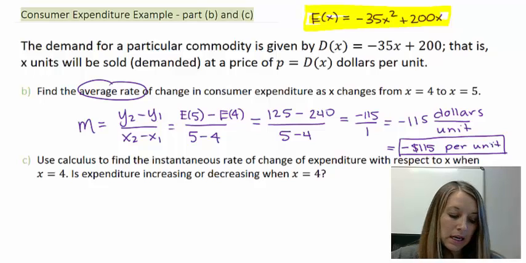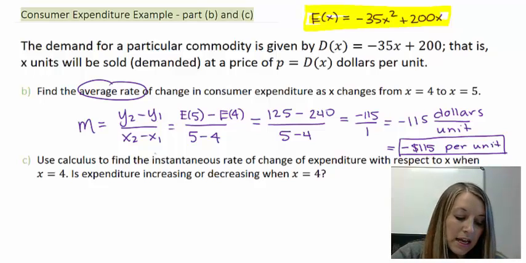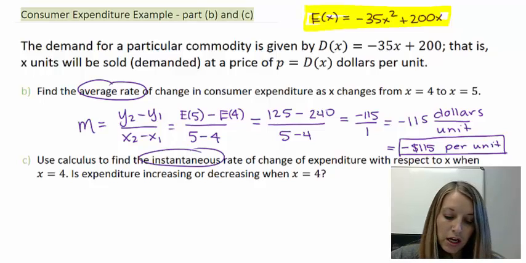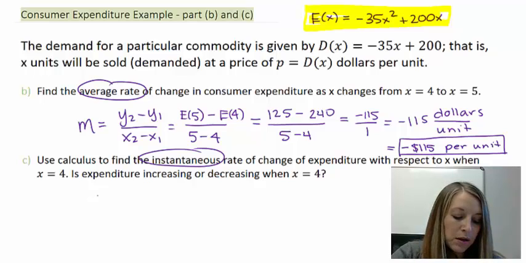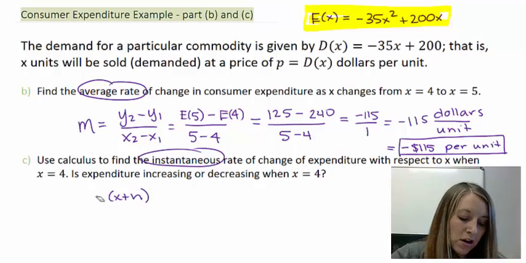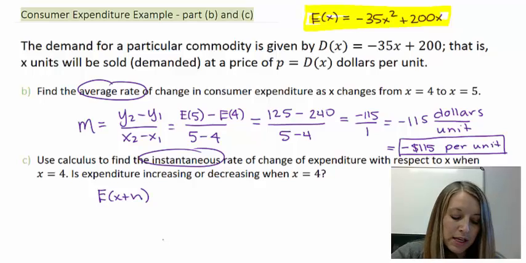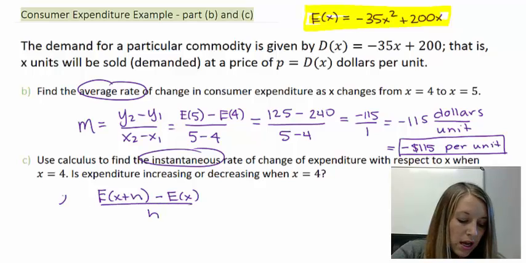All right, part C says then use calculus to find an instantaneous rate of change of expenditure with respect to x when x is equal to 4. Is it increasing or decreasing? Well, if we want the instantaneous rate of change, we know that we should be using the derivative. So our derivative formula is typically f of x plus h. Well, we're not going to use f, that's not our function. We're going to use E of x plus h minus E of x all over h, and that is the limit as h goes to 0.